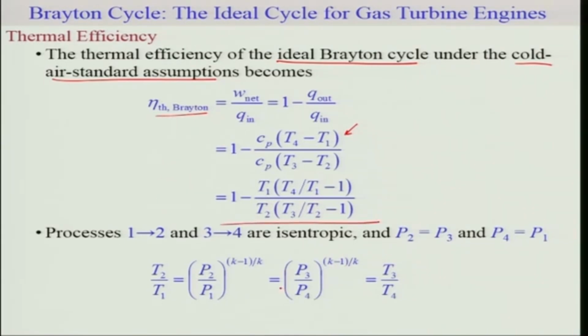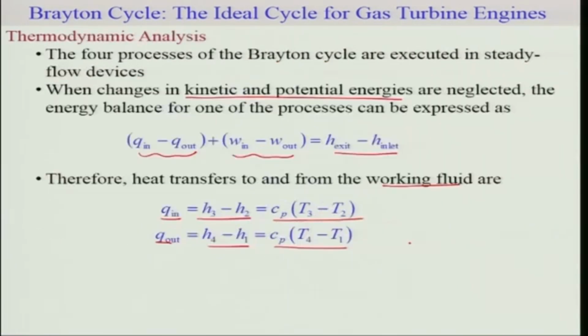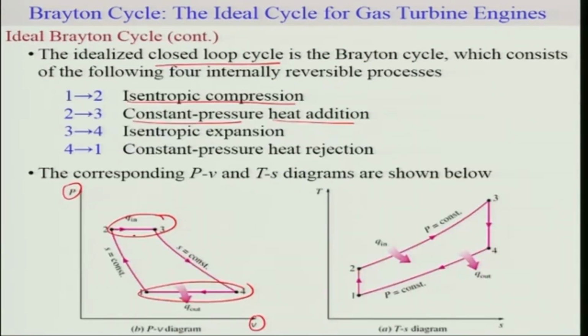Now the expansion and compression processes which we are going to consider in the ideal Brayton cycle are isentropic, and of course we have constant pressure heat addition and rejection, which essentially means P2 equals P3 and P1 equals P4.